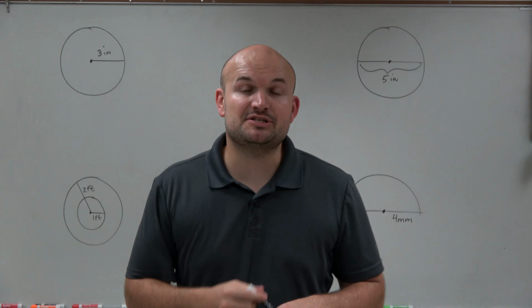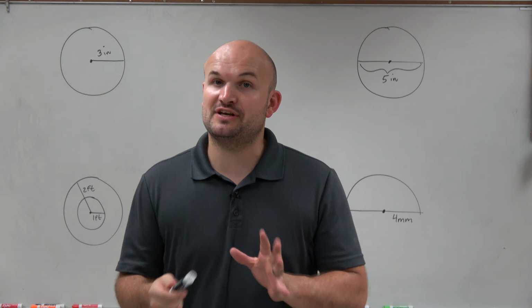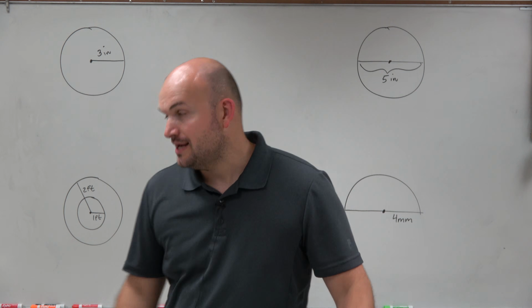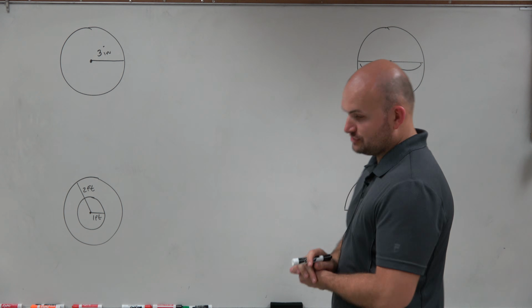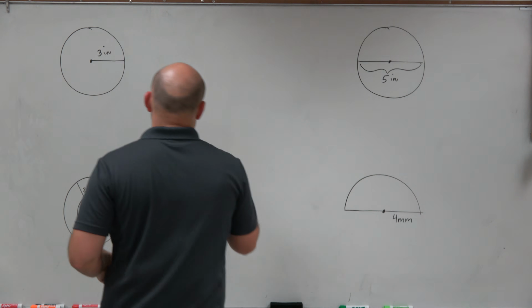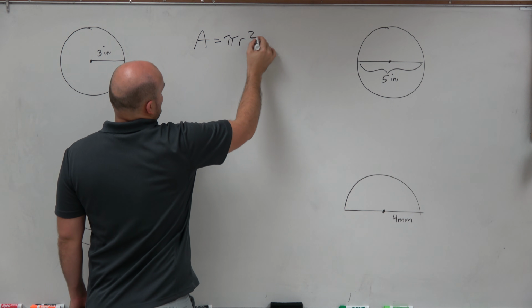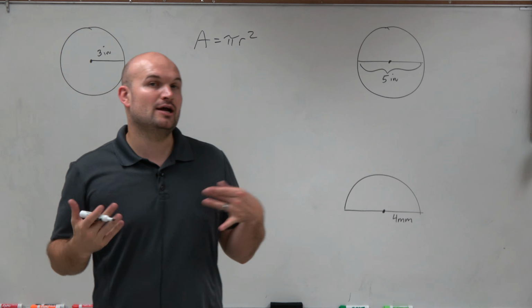Welcome, ladies and gentlemen. So what I'd like to do is show you how to find the area as well as the circumference of a circle and figures that encompass circles. In the first example, we have just a general circle, and what we need to do is find the area. The formula for the area of a circle is area equals pi r squared, where r represents the radius.